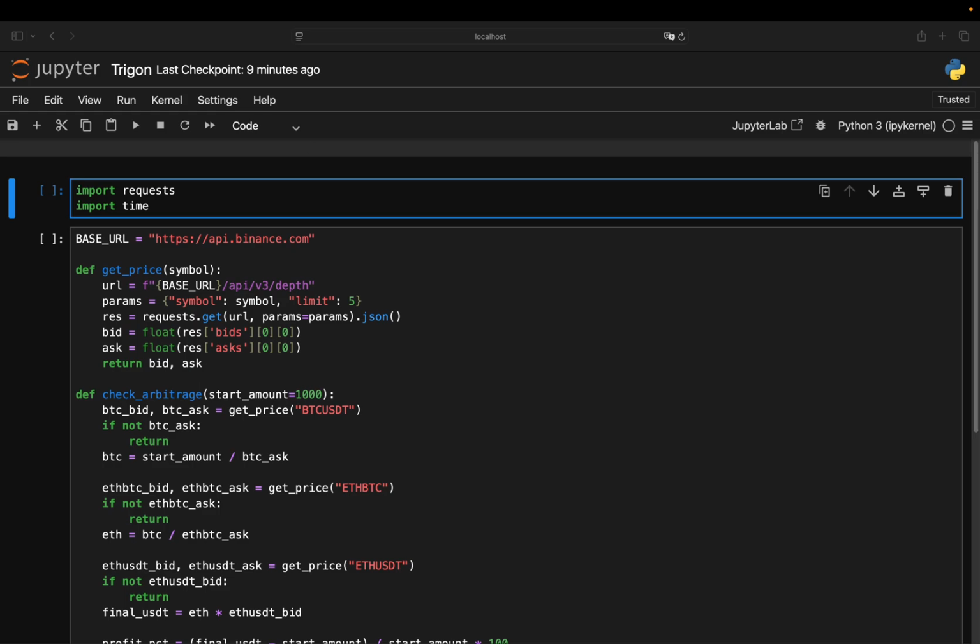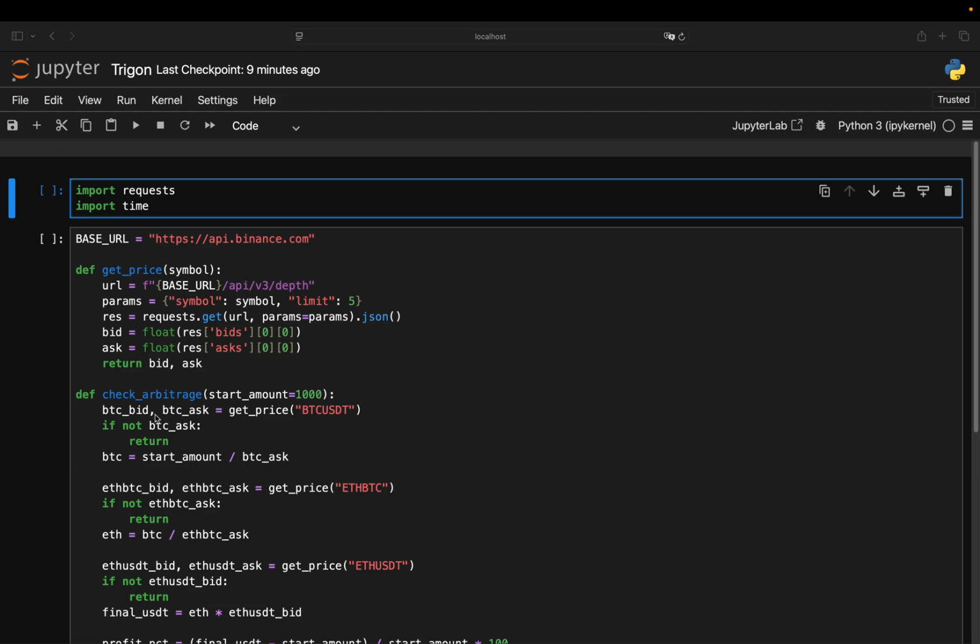Next, we define a function, check arbitrage, with a starting amount. Just as an example, we start with a fixed amount, in this case 1K USDT. And here we use our USDT to buy Bitcoin. So we fetch the bid and ask prices for BTCUSDT. We just pass the symbol to the function getPrice, which I just went over.